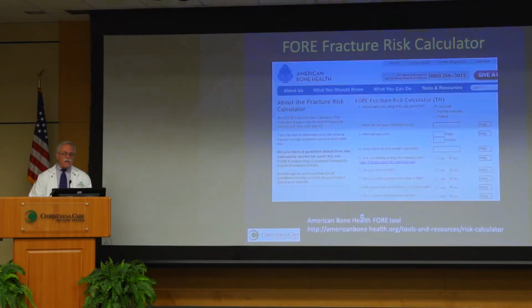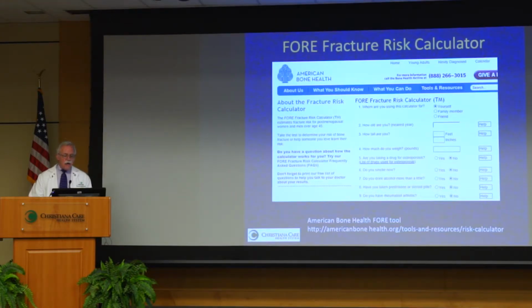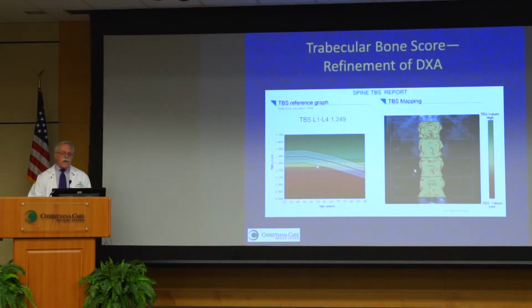There is another fracture risk calculator, the American Bone Health fracture risk calculator. Very, very similar. Same sort of idea, but these are both tools that people can use to determine what their fracture risk is. And you can also play with it and see if you were to change your risk factors, how much of a difference it would make.